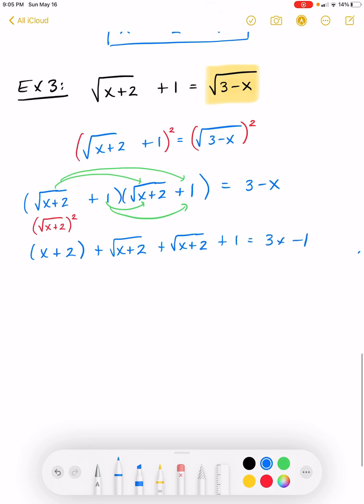All right, let's keep combining like terms. This is going to be 3 minus x. I think I wrote that wrong. Okay.